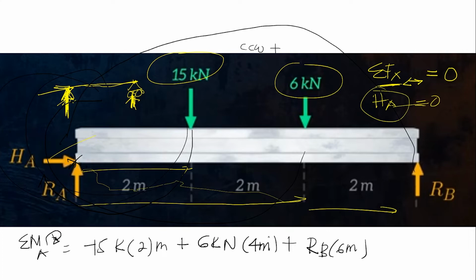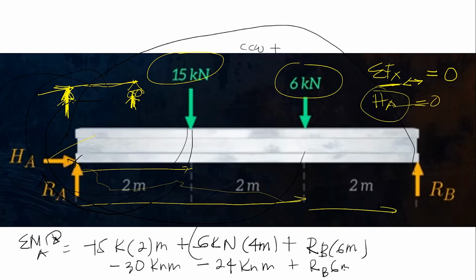So the question is, can we get something from the equation of the moment? So let us try this algebraically. 15 times 2 is negative 30 kilonewton meter. And then this one is also negative, right? Because it's going down, and then it is clockwise. So negative 6 times 4, negative 24 kilonewton meter plus RB times 6 meter.